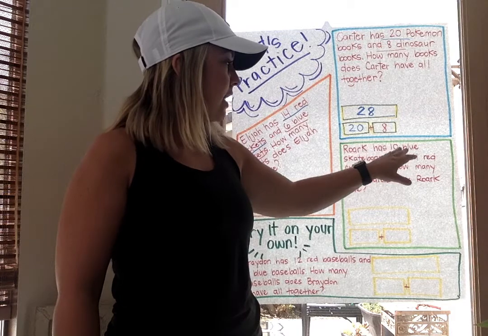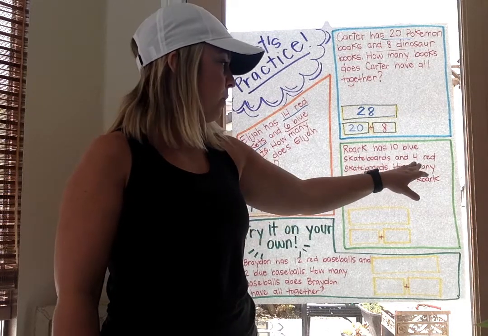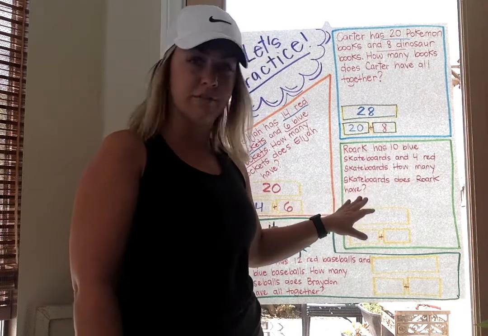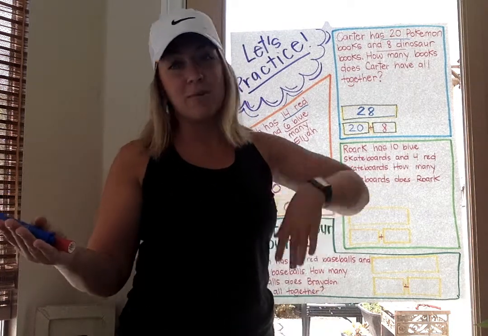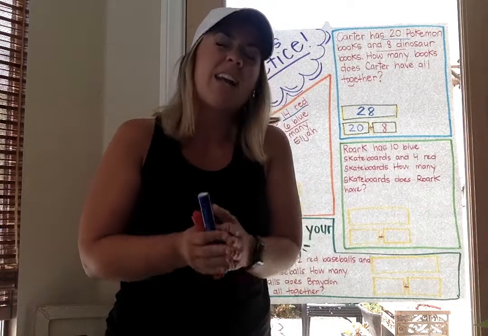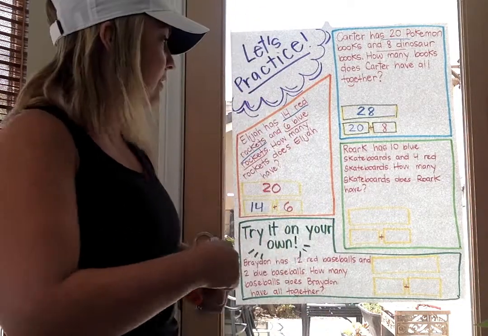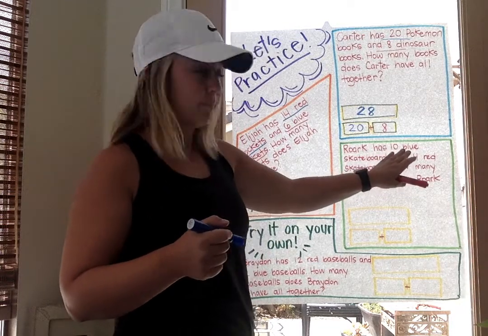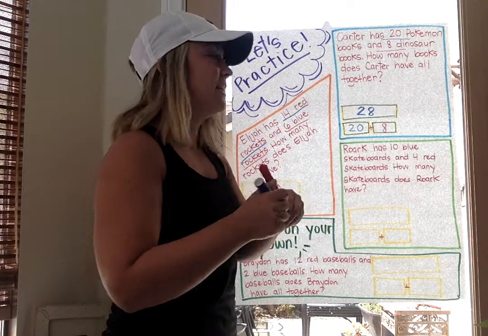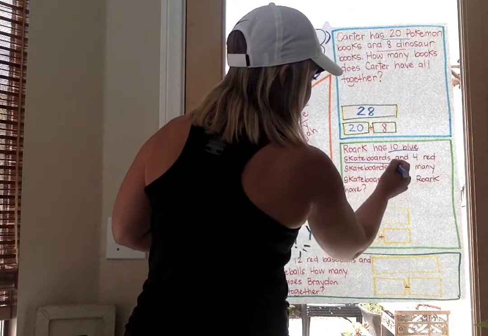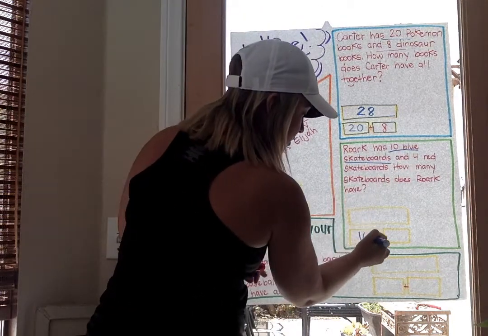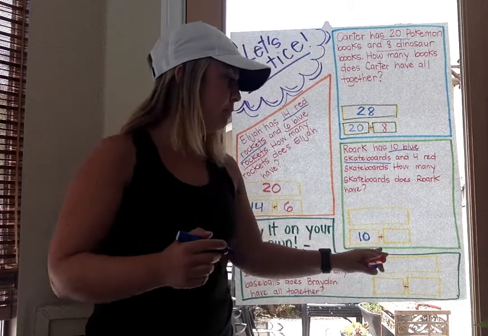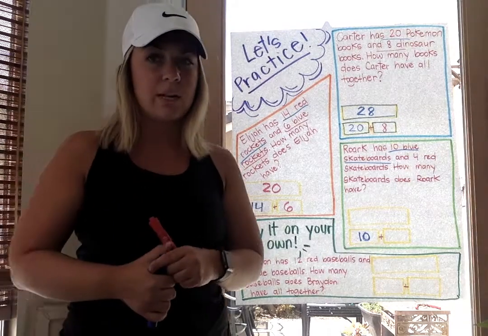Rourke has 10 blue skateboards and 4 red skateboards. How many skateboards does Rourke have? So we have one part, we have another part, and we combine them to find how many skateboards he has. So let's see. What is our first part? Can anybody tell me? What's our first part? I'm pointing to it. 10 blue skateboards, right. So Rourke has 10 blue skateboards. So that is our first part. Oh, my 10 looked a little crazy. 10 blue skateboards.